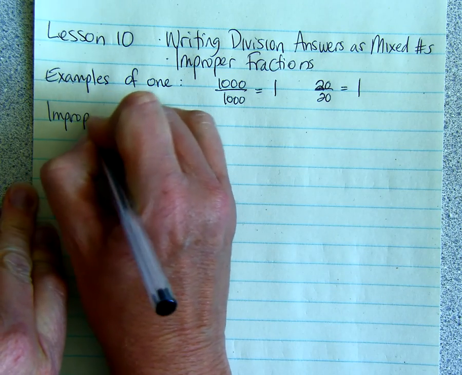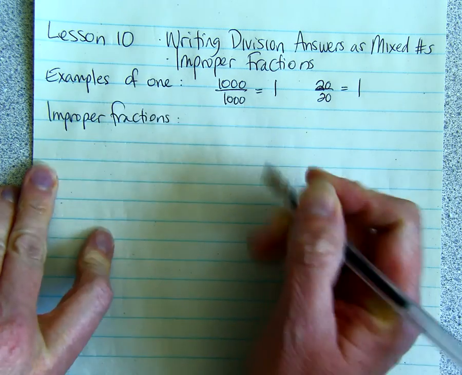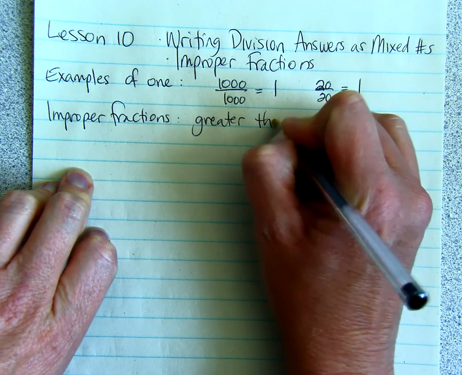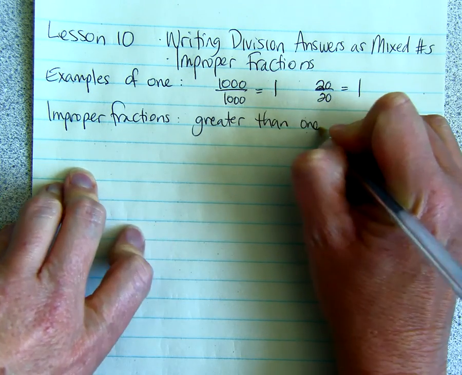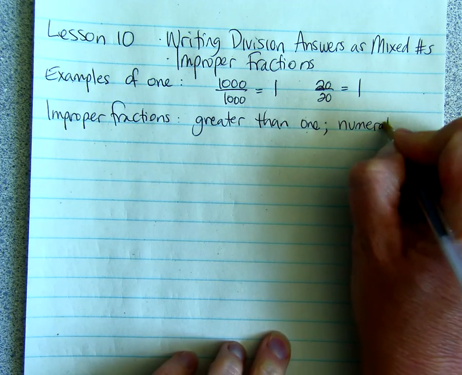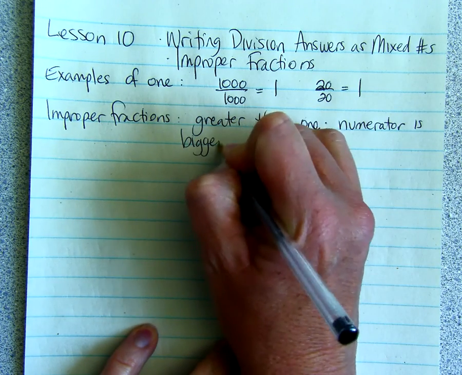Improper fractions are just fractions that are greater than 1. You know it's greater than 1 when the numerator is bigger than the denominator.